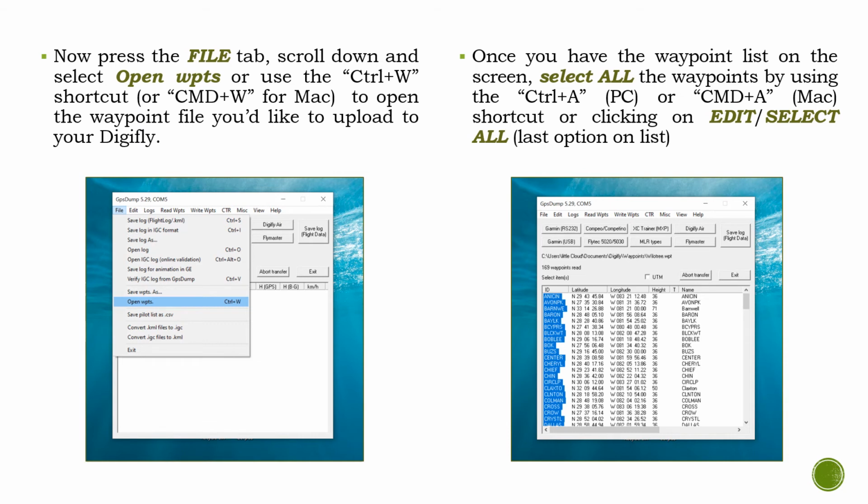Now, before you send these waypoints to your Digifly, you must select them all, and you'll know you've done it because they will all be highlighted in blue. In order to select them all, you can either use the shortcuts or go to the Edit tab and scroll down to the last item, which is Select All.